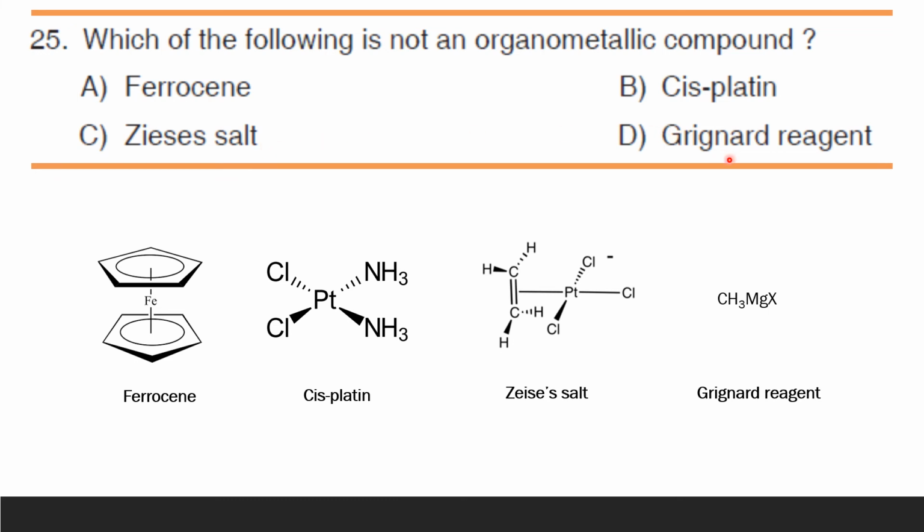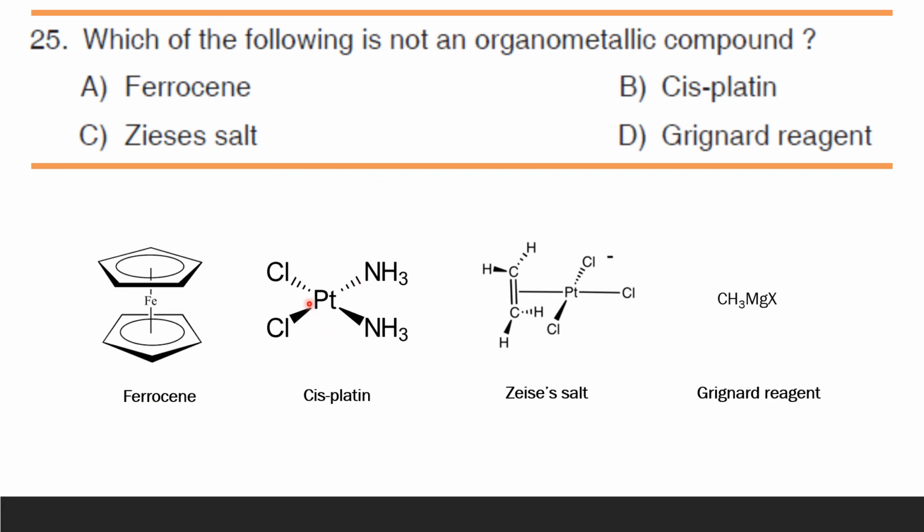Again, you have to consider the minimum criterion for a compound to be organometallic is that it should have a metal carbon bond. So we'll analyze the structure of each option separately. When you consider ferrocene, it is a bis-cyclopentadienyl complex of iron. So here you can see that this is a cyclopentadienyl ring and the iron atom is coordinated to the carbon atoms of these two rings. Therefore, definitely it is having a metal carbon bond. So this is an organometallic compound.